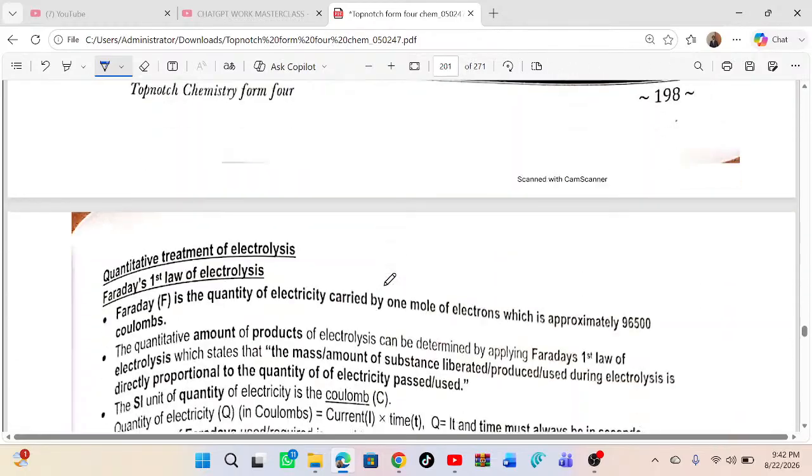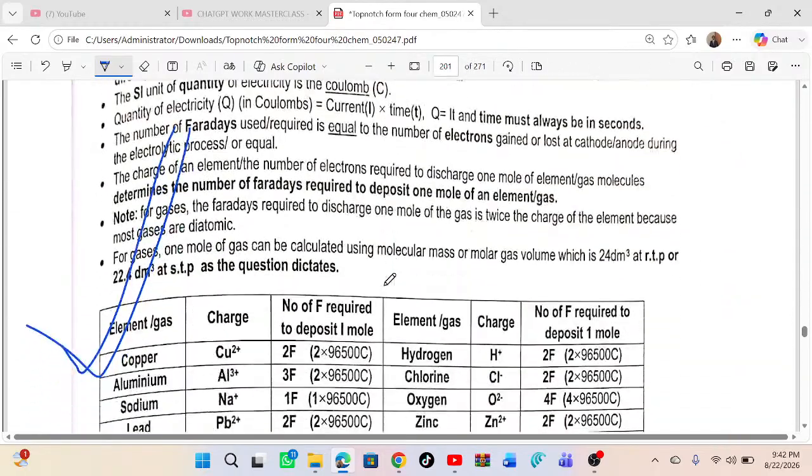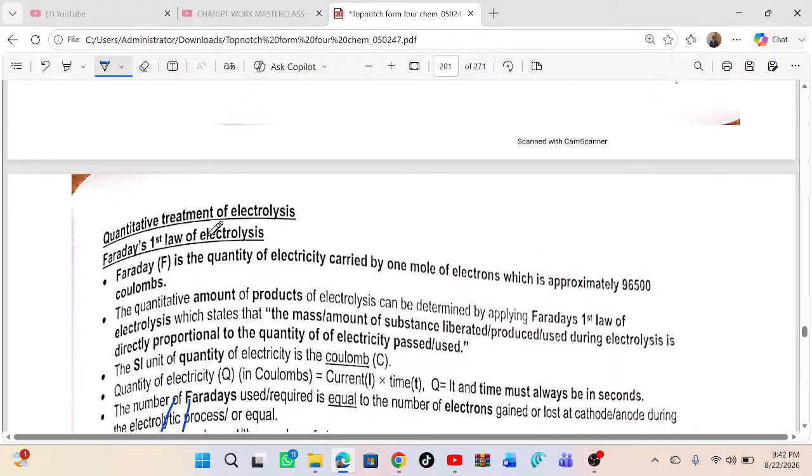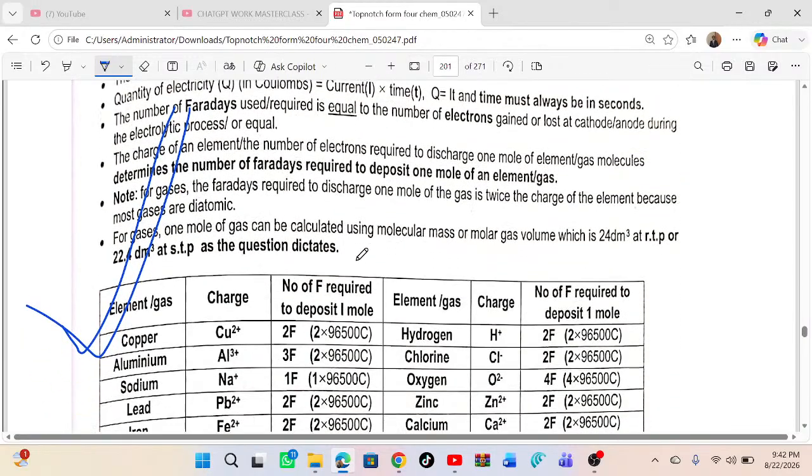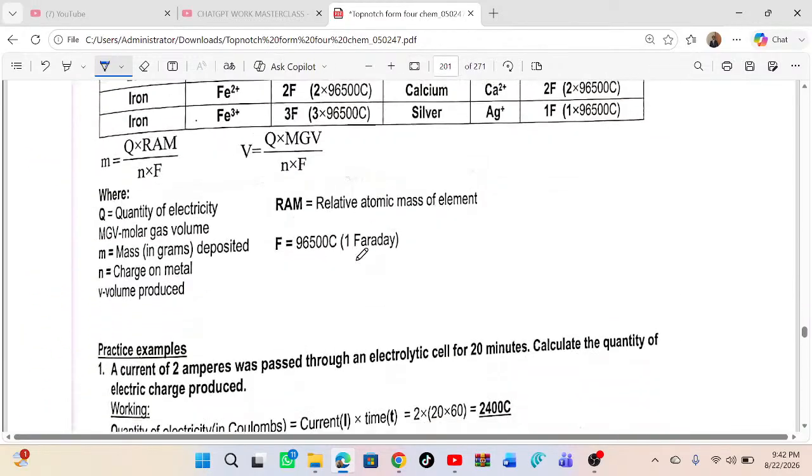That's how simple it is. So another more important part that you have to know is quantitative analysis. That's Faraday's law. So Faraday's law, hapa ni calculation. Sa calculation, just ukishika tu formula you're good to go.